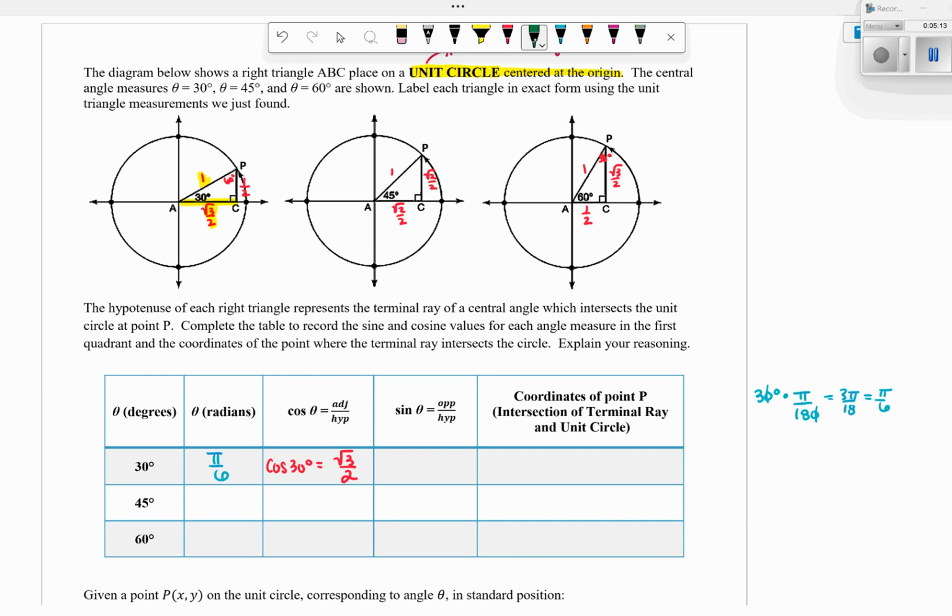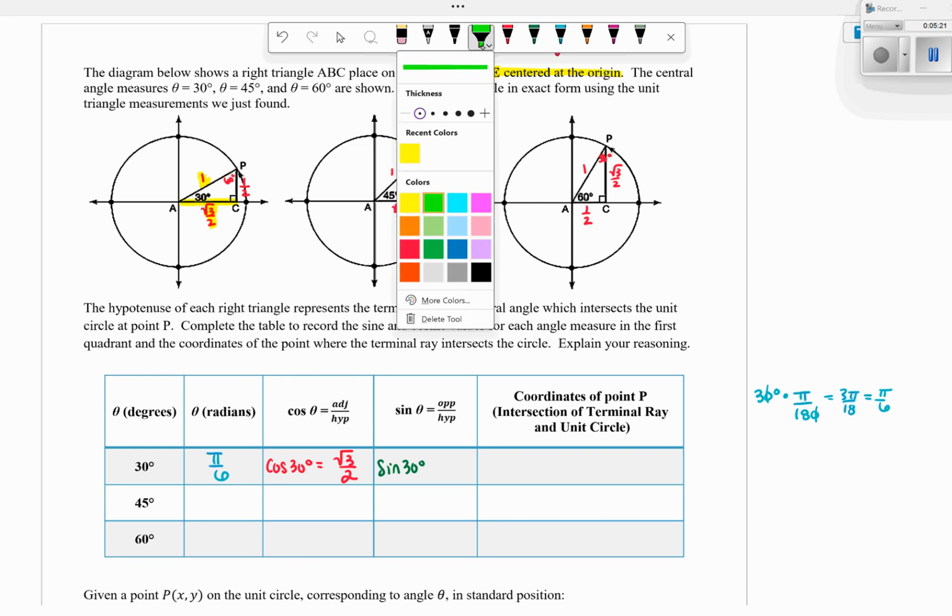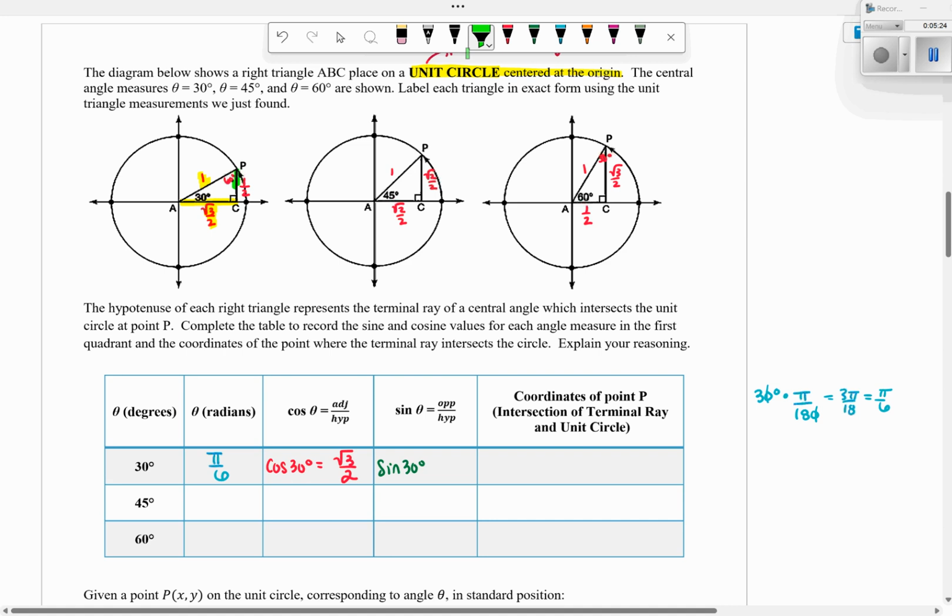So then if I want the sine of 30 degrees, that is the opposite over hypotenuse. So now if I'm looking at it, the opposite side length is going to be 1/2, and the hypotenuse is now 1. So that means this would be equal to 1/2 over 1, which is just 1/2.